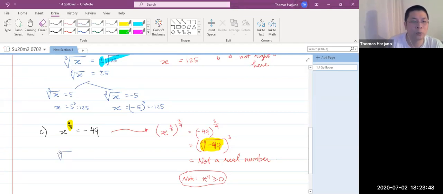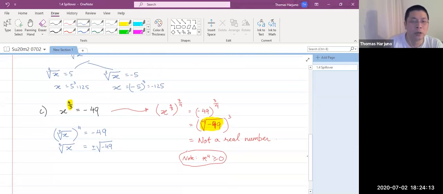The cube root of x to the power of 4 equals -49. And I apply the fourth root, right? Because it's the even index. When I apply the fourth root, I need to use plus minus, right? Which, if you think about it, this plus minus has the same issue as part B, which was not out here. Okay, we don't have that there.